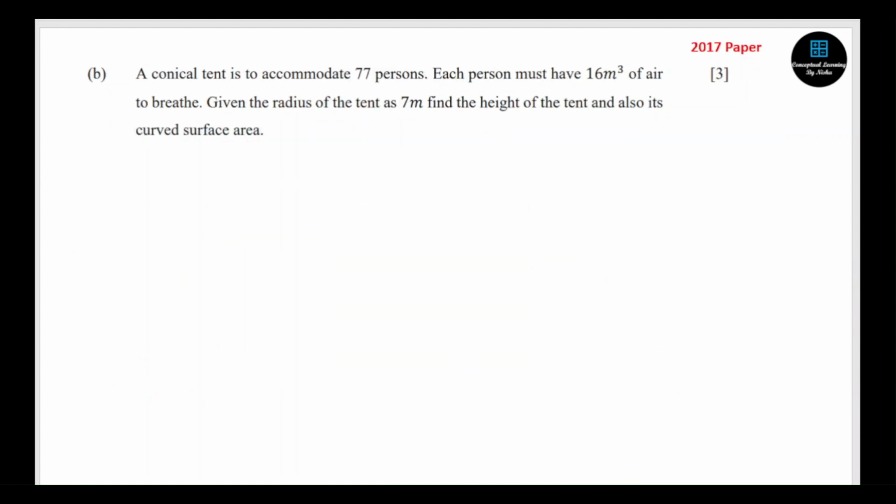Now very interesting question, okay, which is from 2017 paper. A conical tent accommodates 77 persons and each person must have 16 meter cube of air to breathe. So, right, to find the volume of the tent we have to multiply the person and the air to breathe, right? And then the radius is given and we have to find the height and then CSA. Alright, so volume of tent equals to 77 times 16, right, meter cube.